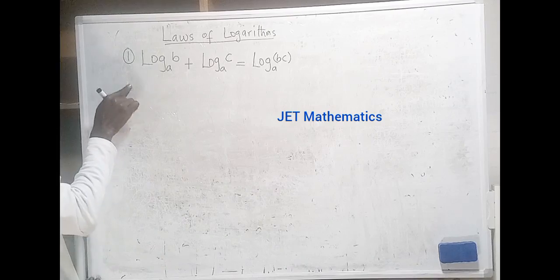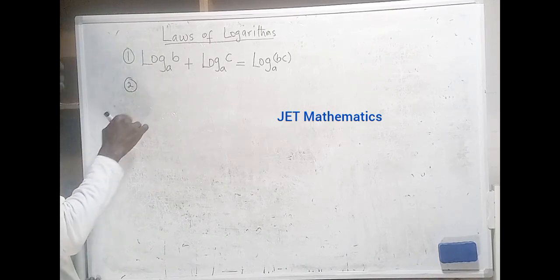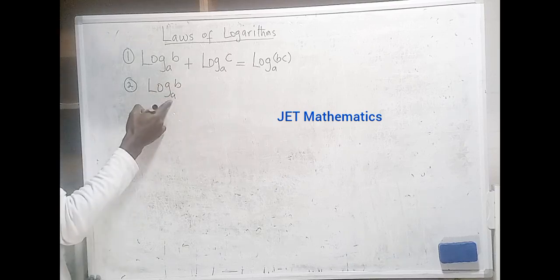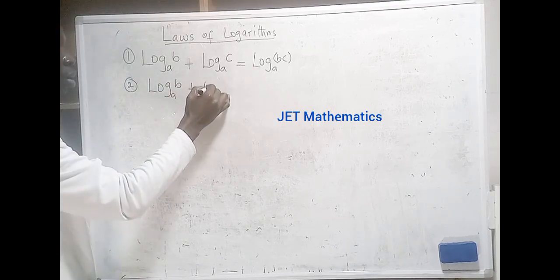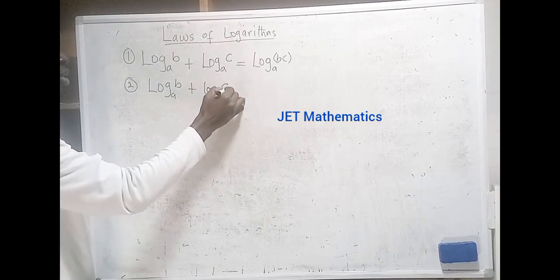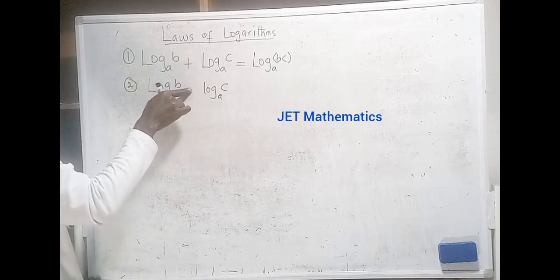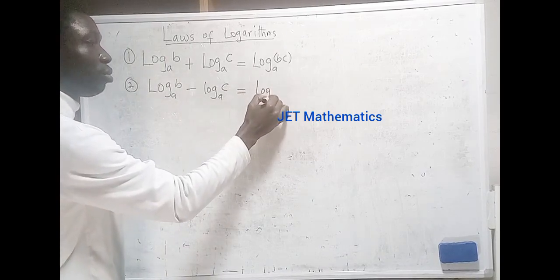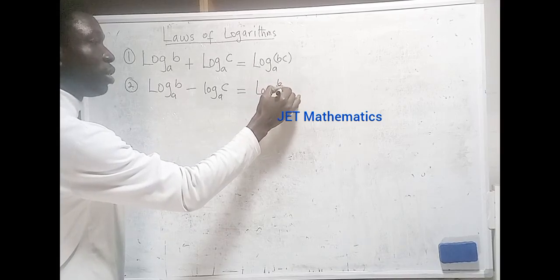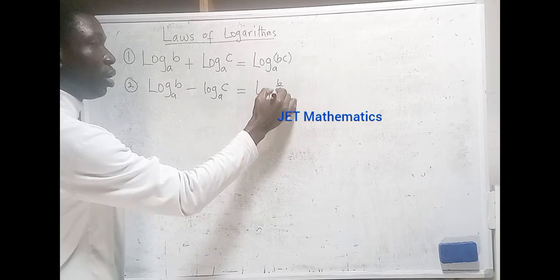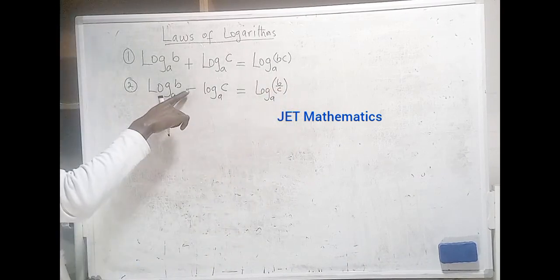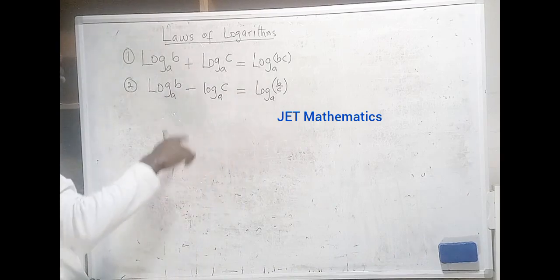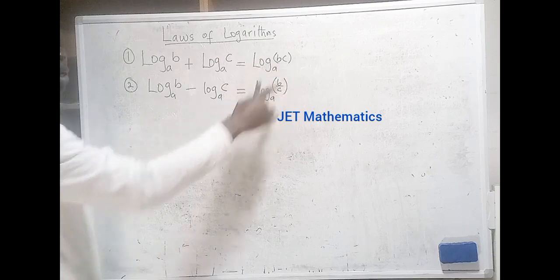Then the second law is a similar one. I have log b to base a minus log c to base a, is equal to log b divided by c to base a. So when it is subtraction, you divide the logarithms. When it is addition, you multiply the logarithms.